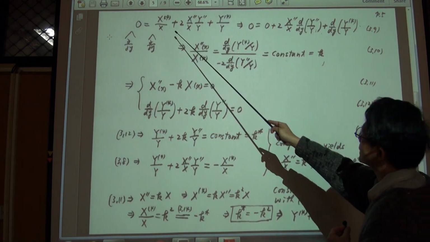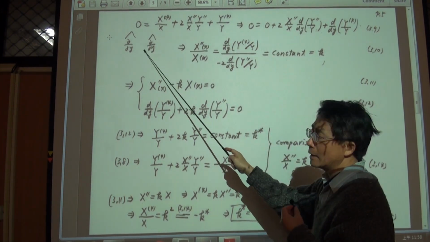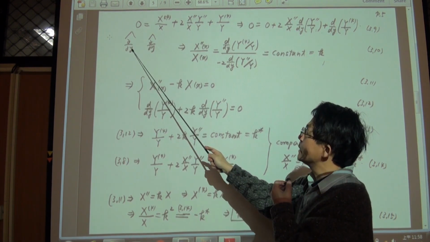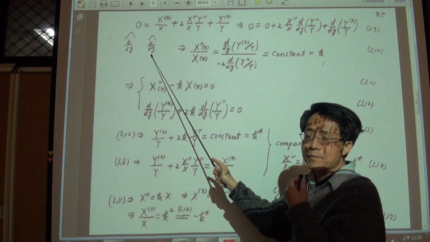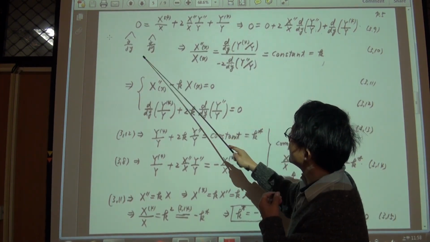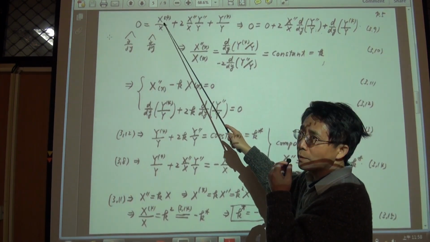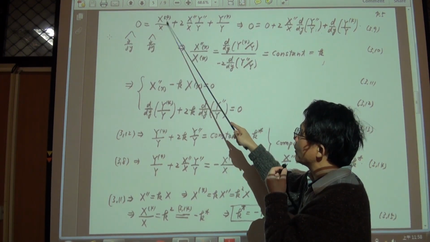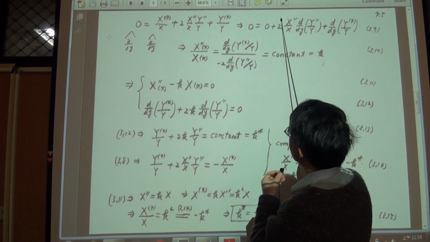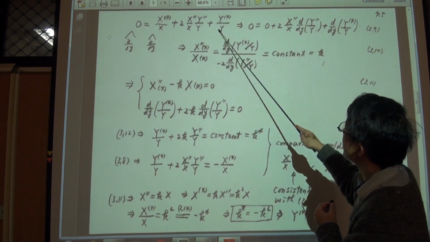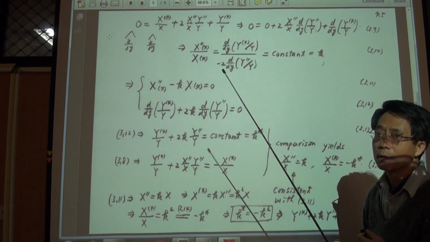We repeat the result here. Now we differentiate the left hand side and right hand side with respect to y. So this one becomes 0. And this one is a function of x, so when it is differentiated with respect to y, it becomes 0. We have this, and this one, and this one.